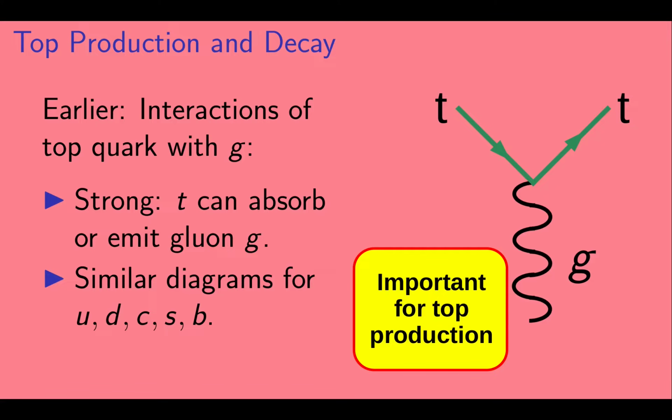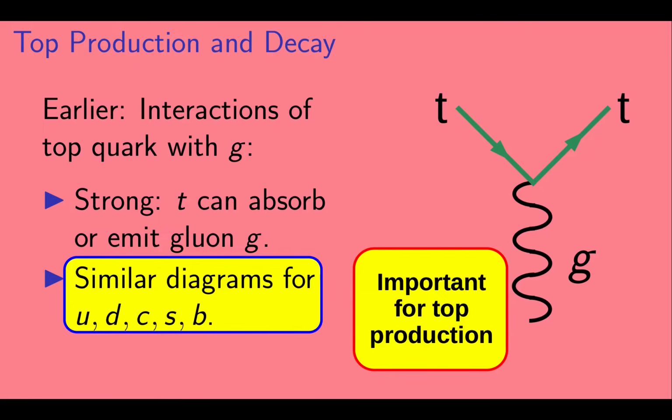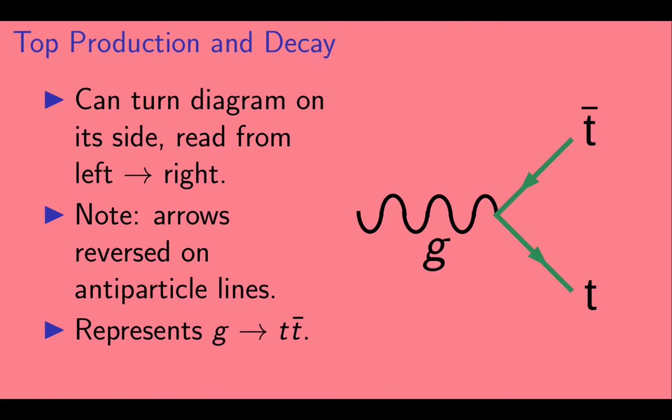Earlier, we mentioned how a top quark interacts with a gluon. And we said that similar diagrams exist also for the other quarks. Let's take that diagram that we drew before for a top interacting with a gluon and turn it on its side. Here we should note that we're using the convention that arrows are reversed on antiparticle lines.